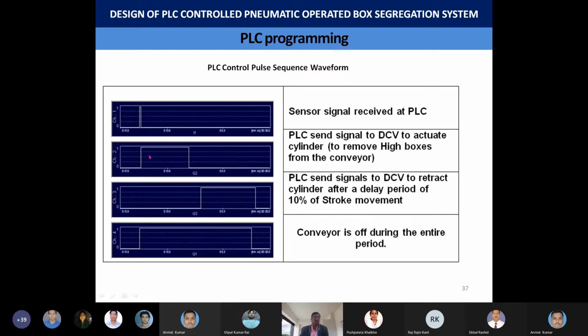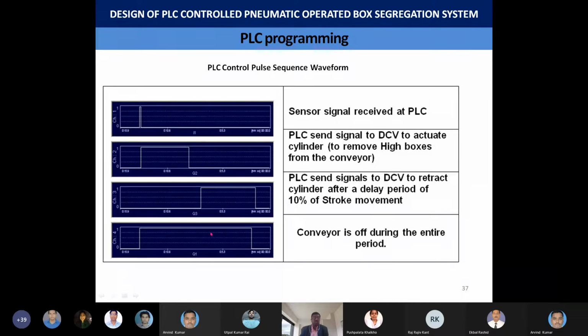So this is the forward motion of the cylinder. The sensor senses, the motor is switched off and the conveyor stops, the valve solenoid is activated, and the cylinder is extended and pushes the box from the conveyor. Then there is a small delay period, which is ensured. After that the cylinder retracts, the return solenoid is activated, and the cylinder retracts, thereby completing the entire cycle of operation by pushing the high boxes from the conveyor, and then the conveyor motor is switched on again.